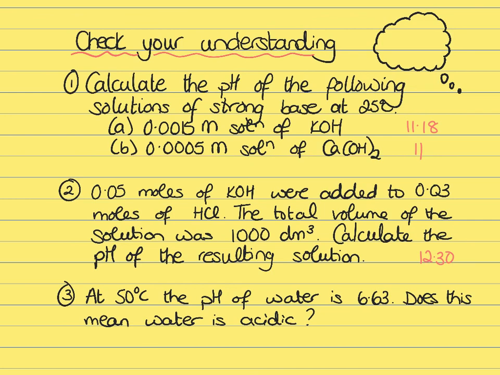I haven't put the temperature in that. Generally, you will see that it would say at 25 degrees C, but if it doesn't tell you at 25 degrees C, and it doesn't give you a different temperature or a different Kw, then you can assume that it's at 25 degrees C. And then question 3, it gives you the pH value for water, which is 6.63.